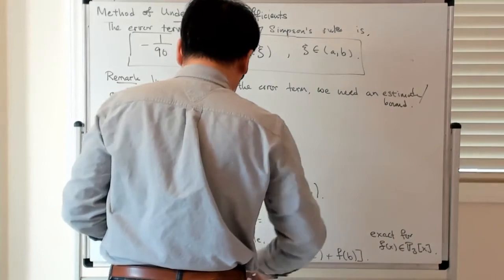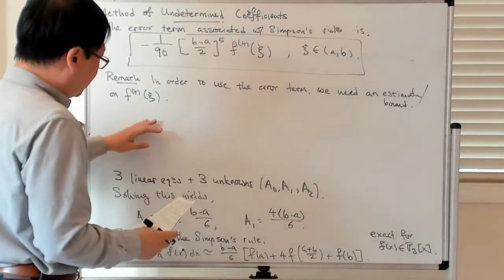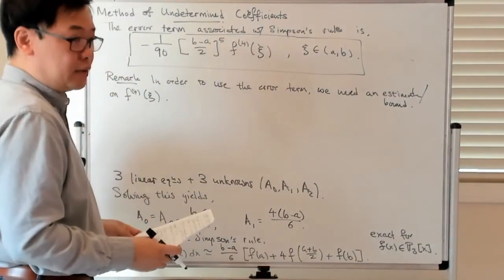Okay, all right. So let me just stop here for now. The next thing I'll talk about is the composite trapezoidal rule.